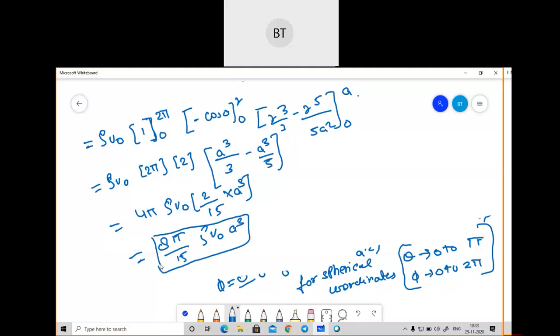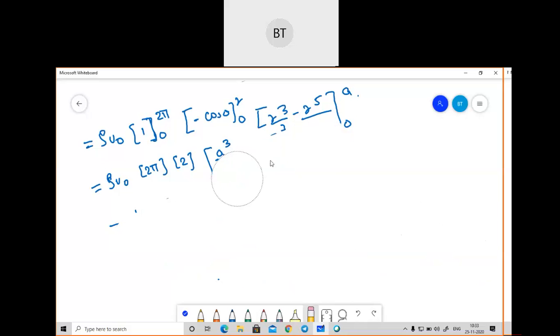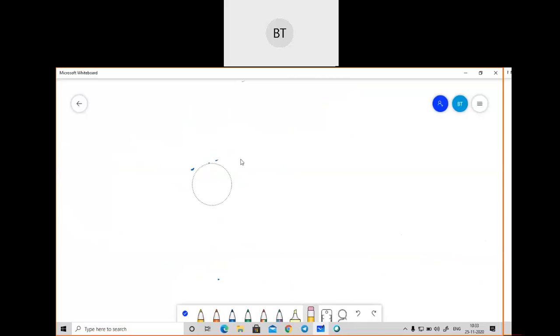Okay, no doubt. So I'm moving to the second problem which I've given to you. If you have any doubt, you can write in the comment section. I can see it from there.